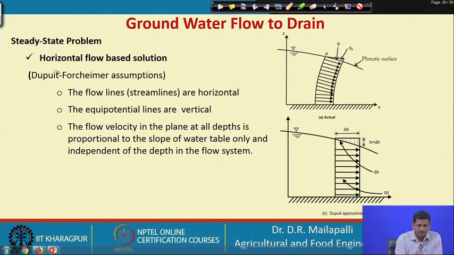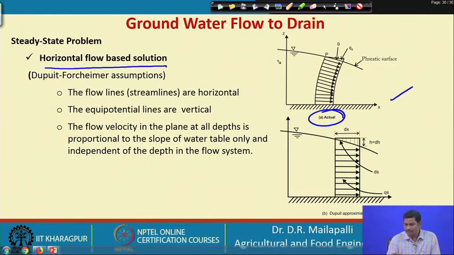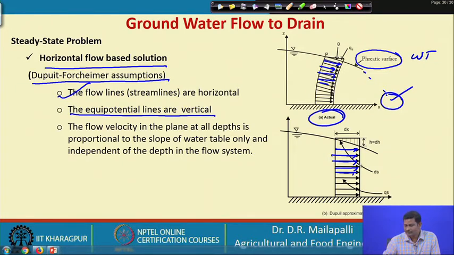Next is horizontal flow based solutions. In actual conditions, for example, the flow is going to the drain somewhere here. The phreatic surface is the water table surface, where the pressure is of course atmospheric, and these are the flow lines. In case of horizontal flow based conditions, the Dupuit-Forchheimer assumptions need to be considered. So we consider these flow lines to be horizontal, and the equipotential lines vertical.